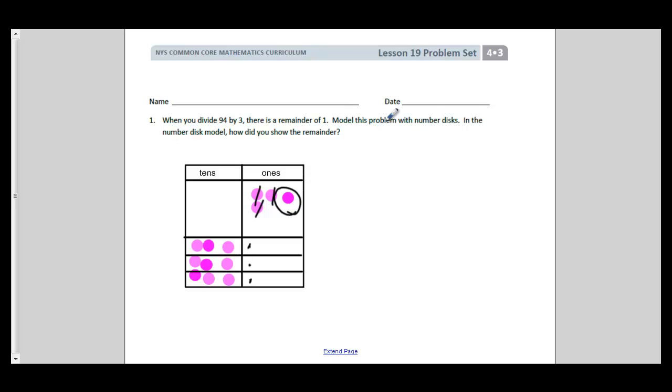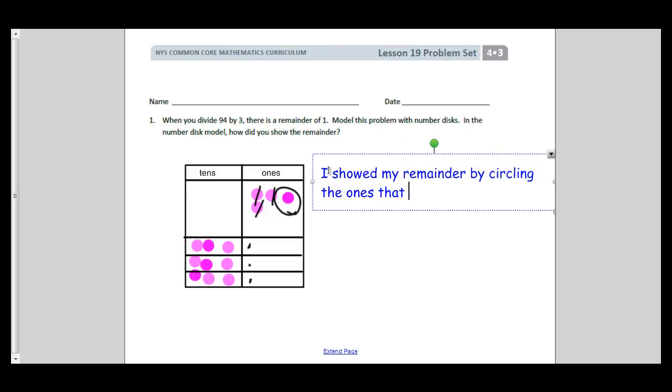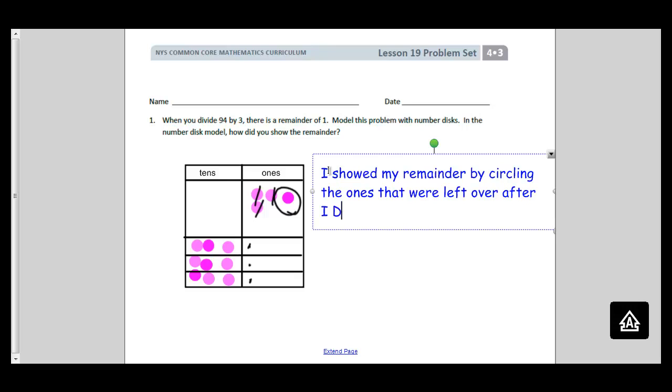So it said, model this problem with number disks. In this number disk model, how did you show the remainder? I only had a remainder in the ones place. So when it says, how did you show a remainder, I'm going to type this because I can type a little faster than I can write. I'm going to say, I showed my remainder by circling the ones that were left over after I distributed all of that.